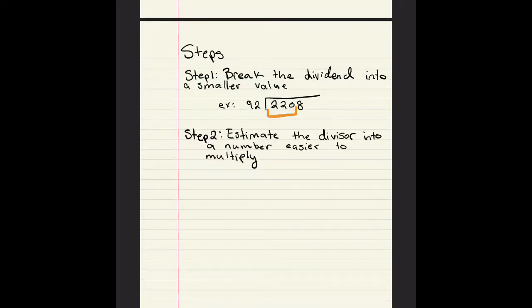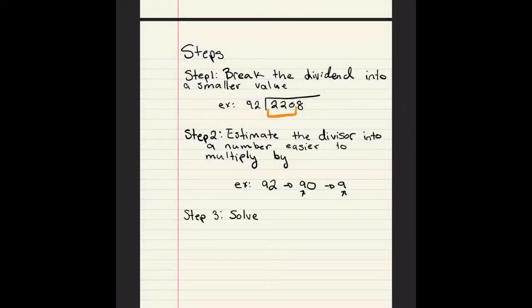So step 2 is to estimate the divisor into a number easier to multiply by. In my example, estimate means to roughly calculate or judge a number or value. It's kind of like if you say we're to guesstimate. That's what I like to say. So in our example, we were working with 92, right? But I was using 90 or 9. You can break it up because I know it's easier for me to find a number times 9 or times 90.